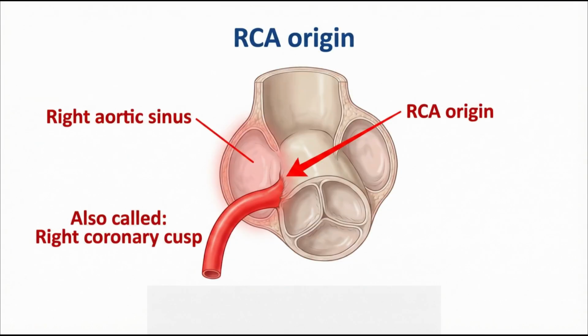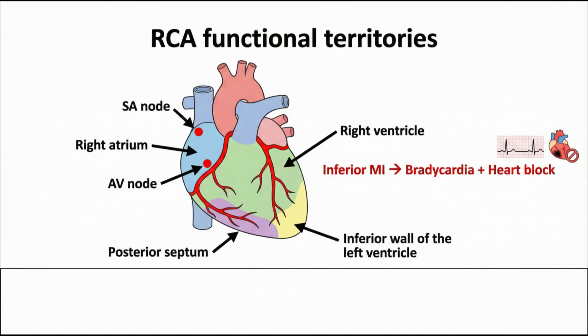The right coronary artery arises from the right aortic sinus, also known as the right coronary cusp of the ascending aorta. Functionally, the RCA supplies the right atrium, the right ventricle, part of the inferior wall of the left ventricle, the posterior 1/3 of the interventricular septum in right dominant circulation, and the sinoatrial and atrioventricular nodes, depending on coronary dominance. These territories explain why inferior myocardial infarctions are commonly associated with bradycardia and heart block.